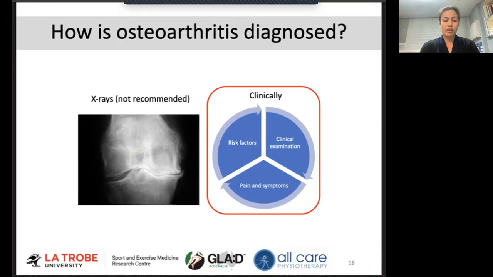And this is the second and better way to diagnose osteoarthritis. So we look at the patient's symptoms, existing risk factors, and findings from a physiotherapy clinical examination. And it's always the patient's symptoms and not the X-ray changes that guide our choice of treatment. If someone has an X-ray that looks bad, but they have no pain, we're obviously not going to send them for a total knee replacement.